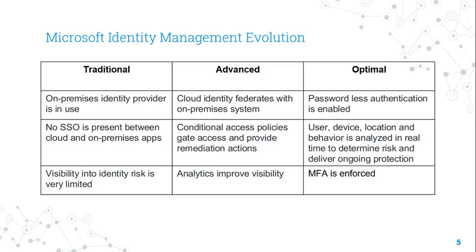For the advanced identity approach, cloud identity federates with the on-premises identity system. Conditional access policies gate access and provide remediation actions. Analytics improve visibility into identity risk. For the optimal identity approach, passwordless authentication is enabled. User location, device, and behaviors are analyzed for real-time continuous protection against identity risk.